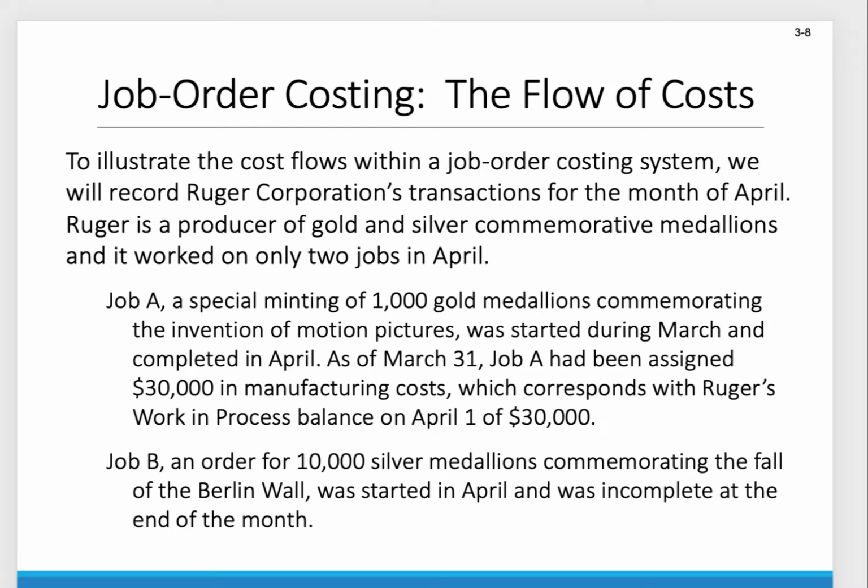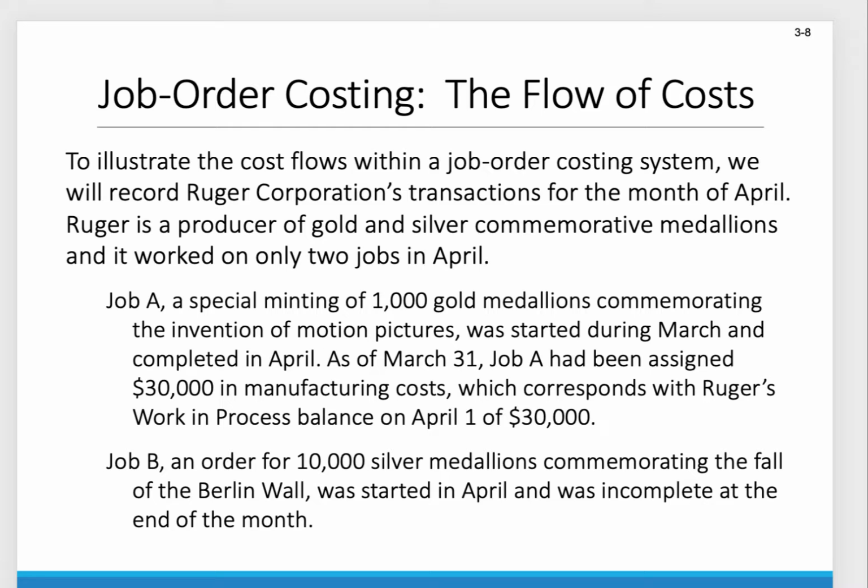Job A, they have to mint 1,000 gold medallions commemorating the invention of motion pictures. Okay. They give us more information. They say, hey, job A, it's been assigned $30,000 in manufacturing cost. It corresponds with Ruger's work in process balance of April 1st. So what that means is, as of April 1st, we look at the balance sheet. Okay, and the work in process inventory account already has $30,000 in it.